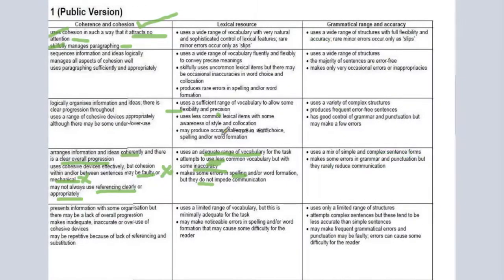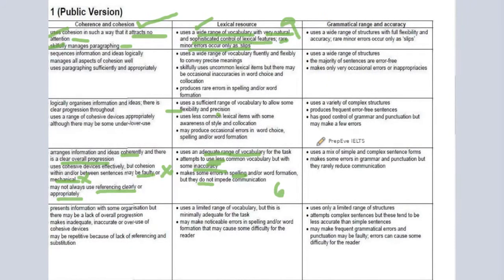All right, so for a 9-band score, you have to use a wide range of vocabulary with very natural and sophisticated control of lexical features. Rare minor errors occur only as slips. So what they're trying to say is, if you use an adequate range, in that case, you are getting a 6-band score. However, if you use a wide range of vocabulary, you end up scoring 9.